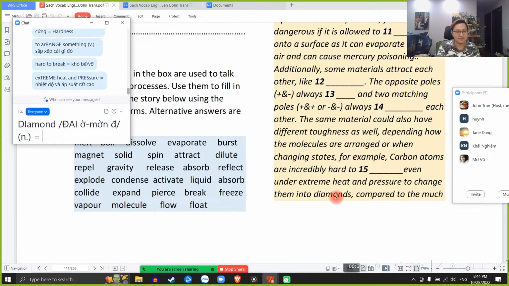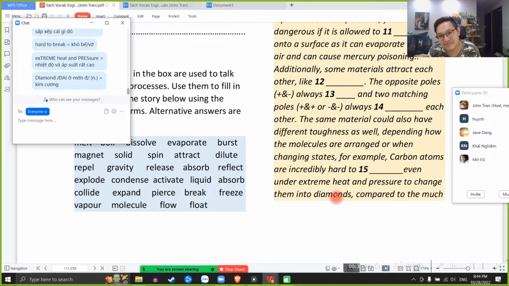Nhớ không? Diamond. They say that diamonds are women's best friend. Người ta nói rằng kim cương là bạn tốt nhất của phụ nữ đấy.